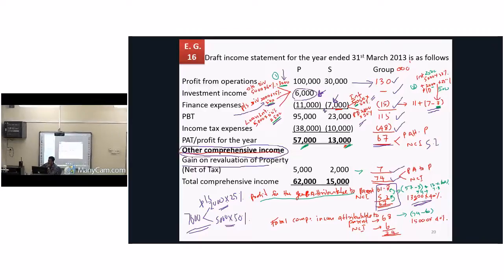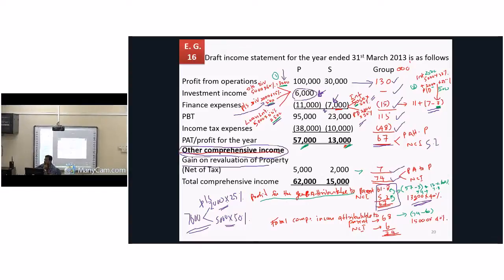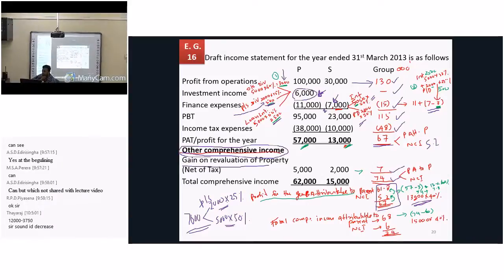So then, how to verify the 61.8 if you need? If you need, you can verify it. How to do it? How to verify it? Look, it is 57. If you can remember, we had one adjustment.